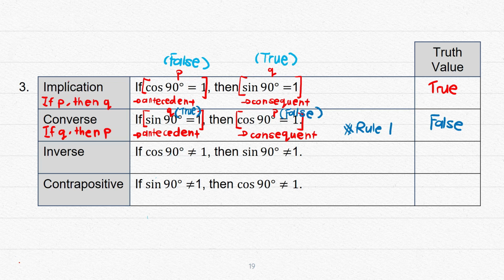Now, for the inverse, what is the form? If tilde P, then tilde Q. Cos 90 degree not equal to 1 is tilde P, and sin 90 degree not equal to 1 is tilde Q. Tilde P becomes the antecedent, then tilde Q becomes the consequent.